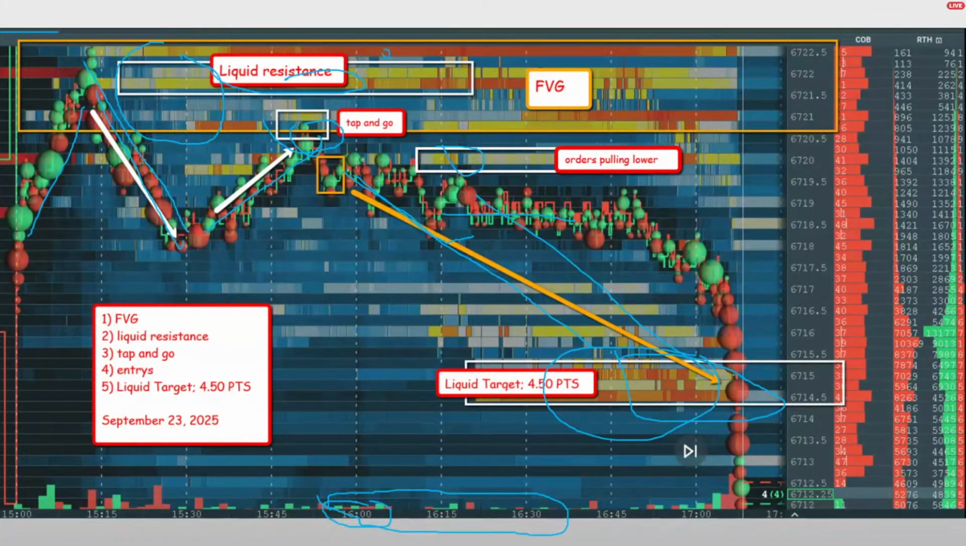This was really a good one because it also showed orders pulling lower. So once I saw this, I had higher conviction, and you can see price was starting to consolidate in this area before it really dropped. It dropped even further than that, but I only got 4.5 points out of that.